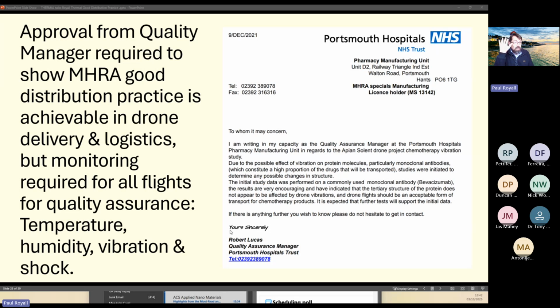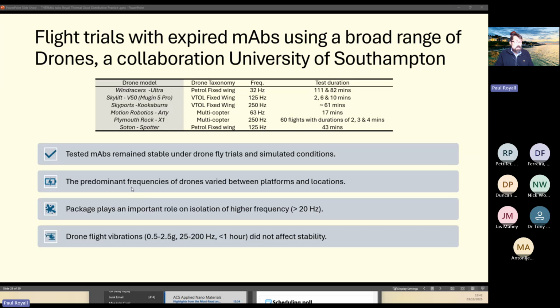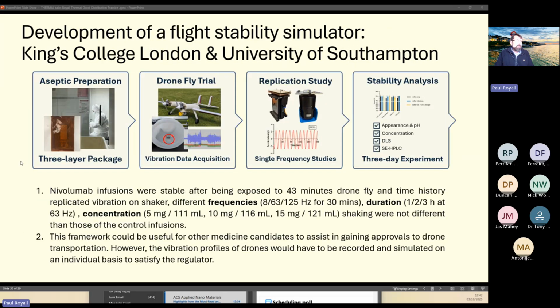And he basically said that he's happy, it's meeting good distribution practice. So I'm going to zip through really quickly now. We've done vibrational logging for lots of different types of drones, and we're starting to develop a library there. We're now starting to develop a replication study where we've got these different vibrators in our laboratories, and we can start to mimic lots of different drones. And what we're also trying to do is mimic things like bicycles, cars and vans.